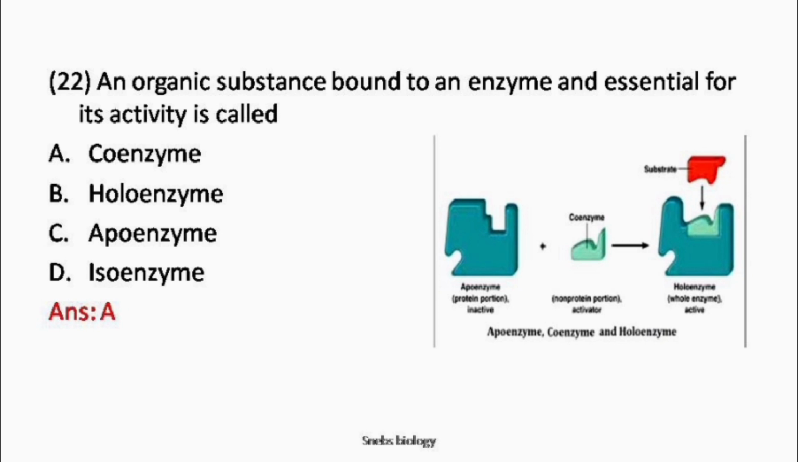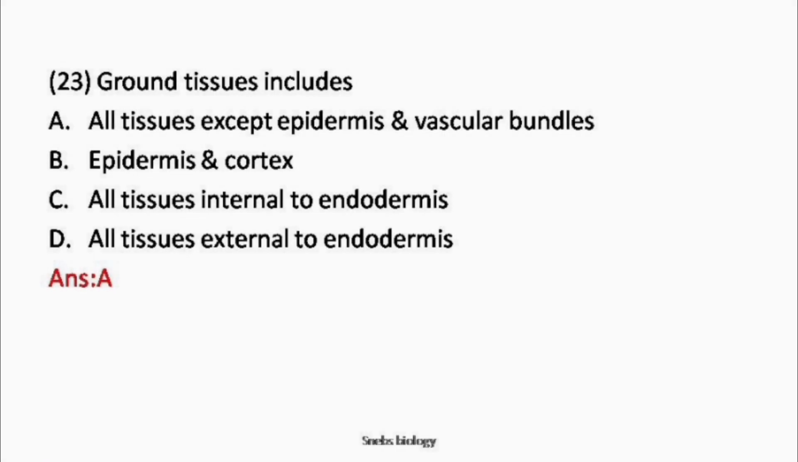Okay, apoenzyme is the enzyme without its cofactor. When the cofactor binds with apoenzyme, it forms functional holoenzyme. Isoenzymes are the enzymes which have the same functional role but are slightly different in their structures. So the correct answer is option A, coenzyme. Next, question number 23.